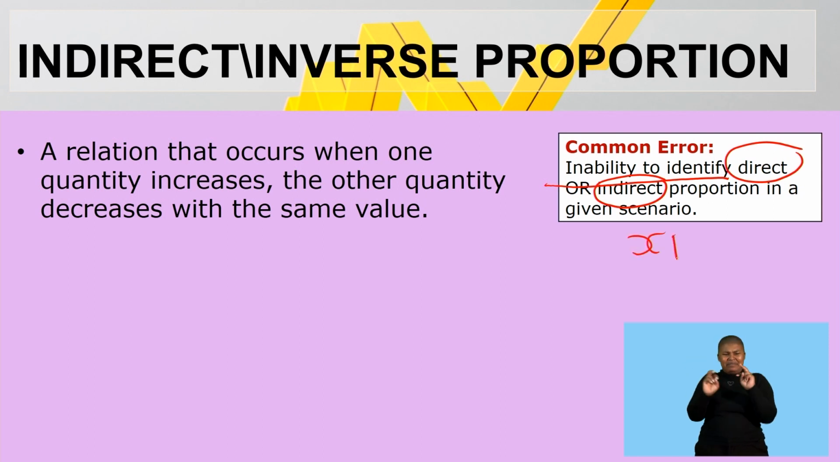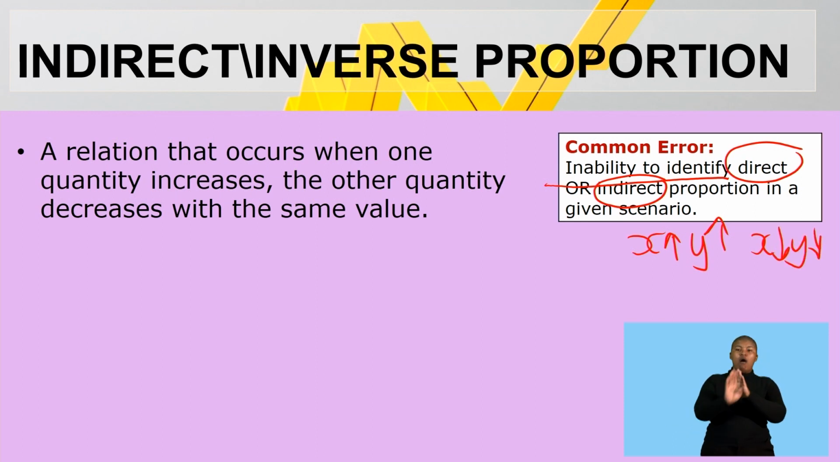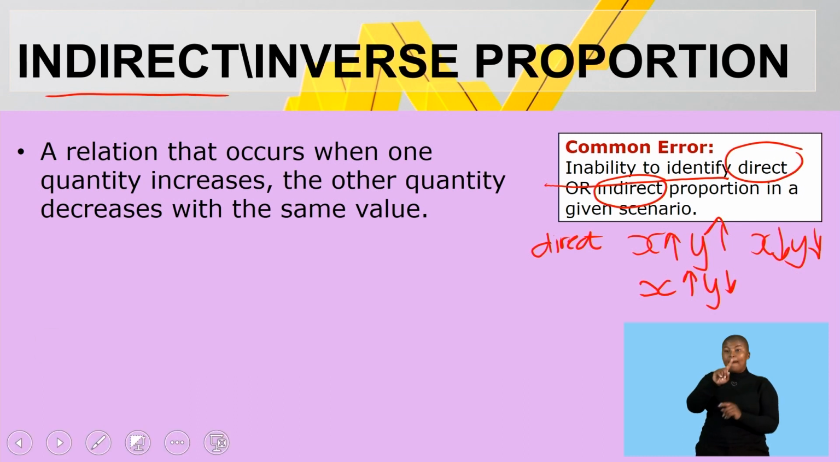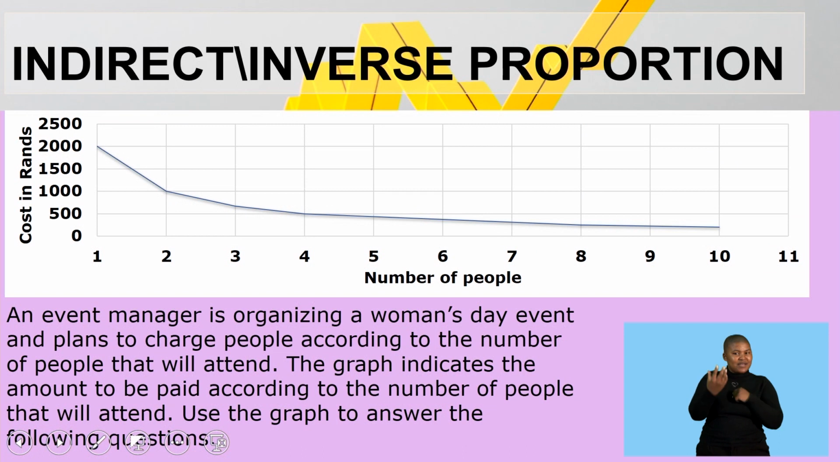When both go up or both go down, it is going to be direct. This is direct. And then now, if one goes up and the other one goes down, it will be indirect proportion. But remember, it needs to be the same value.